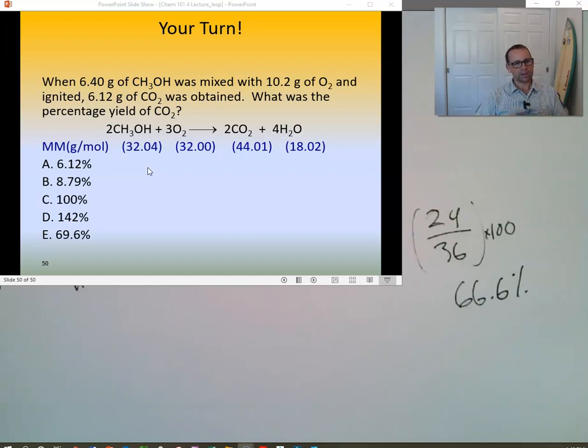Okay, here's a crazy one. Do you think you can answer this one? Wow. When 6.4 grams of methanol is mixed with 10.2 grams of oxygen and ignited, 6.12 grams of carbon dioxide was obtained. What was the percentage yield of the carbon dioxide?